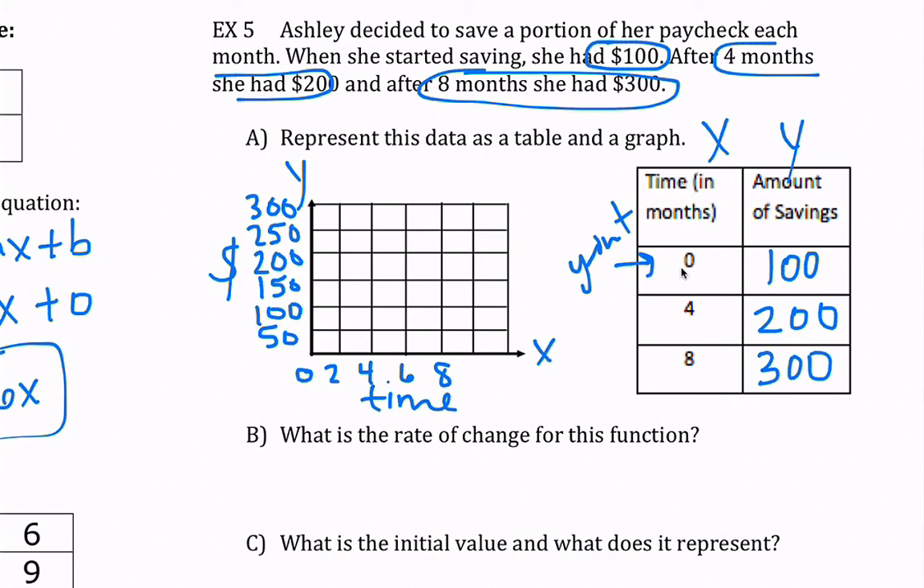Okay, so let's plot our points. At time 0, she has $100 in savings. Notice that's our starting point, and also look that it's on top of the y-axis. That's my y-intercept. I know at 4 months, she has $200. And finally, at 8 months, she has $300. And as more time goes, she's going to just keep getting more money. So that's why I put that arrow.